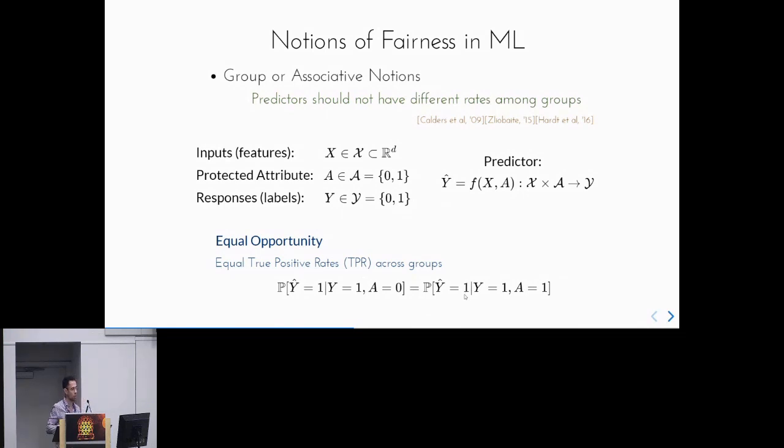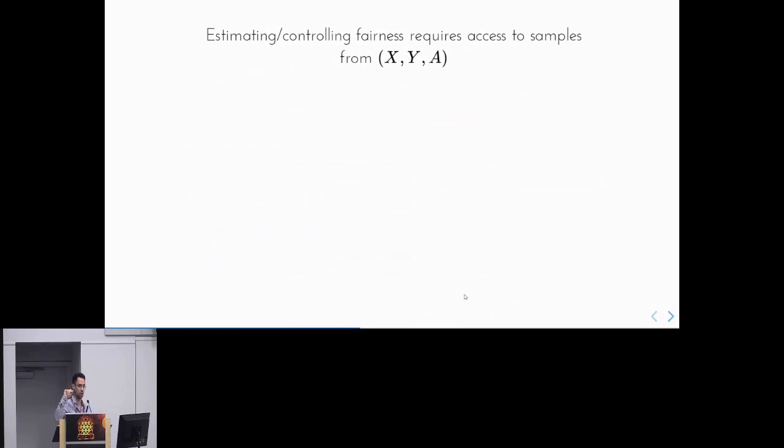Okay, now, if you want to estimate these things, these true positive rates per group, you need samples from the entire joint distribution. You need samples from the features, the response, and the sensitive attributes that you're trying to control for. And that seems obvious, but that is actually a problem.